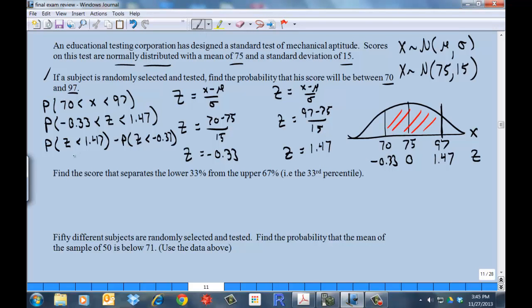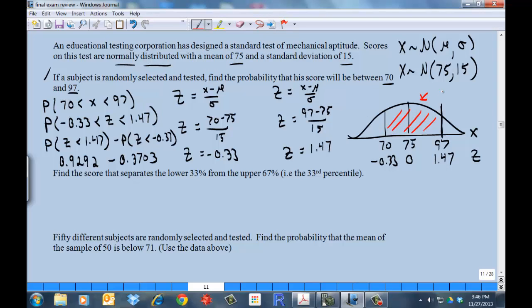So this area here is 0.9292, and then look up minus 0.33 from table 5, and you should get 0.3703. And so we take the difference between these two numbers here, and we get 0.5585. And that's the proportion of scores that will be between 70 and 97.